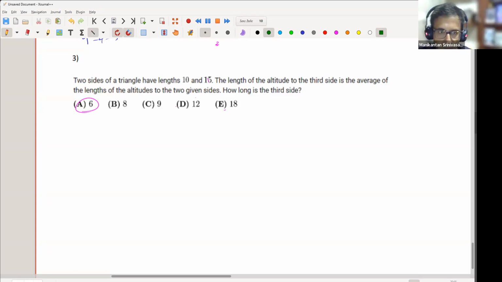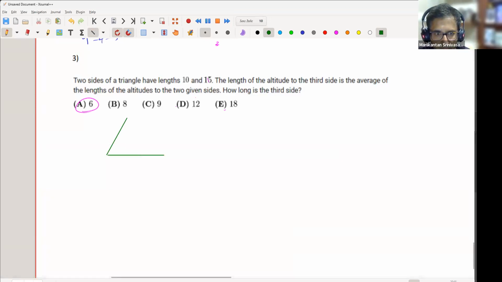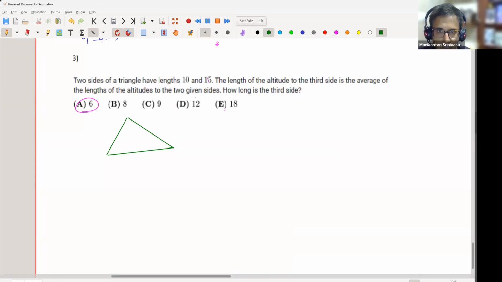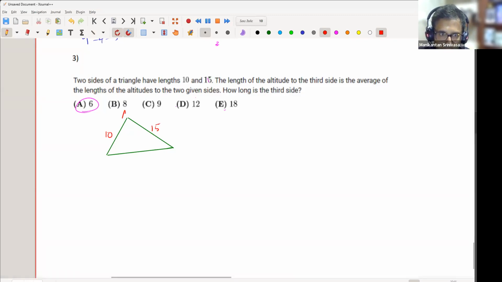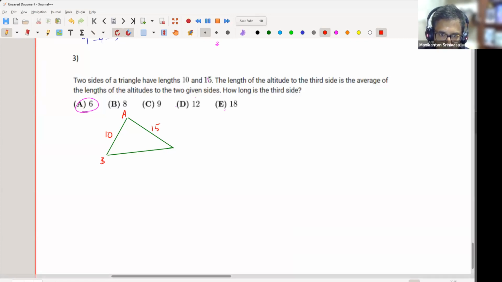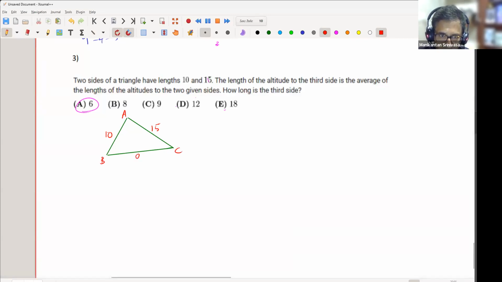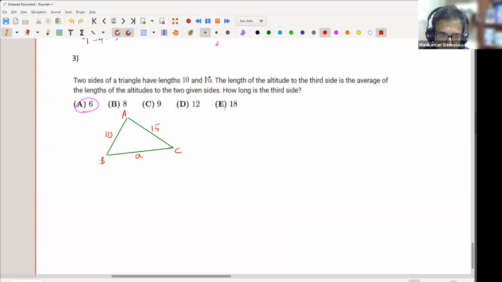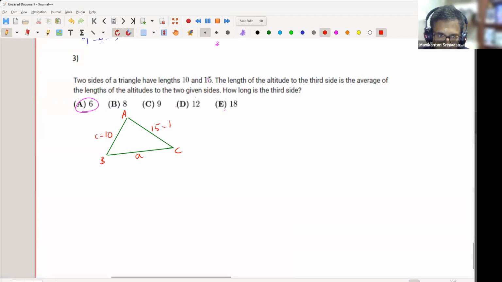All right. So let's draw a quick diagram. A, B, C, something. Okay. So I'll just mark something as, let's say this is 10, and this is 15. So let's mark A, B, C. The convention is small letters opposite to the capital letters. So this is small a, this is small c, and this is small b.